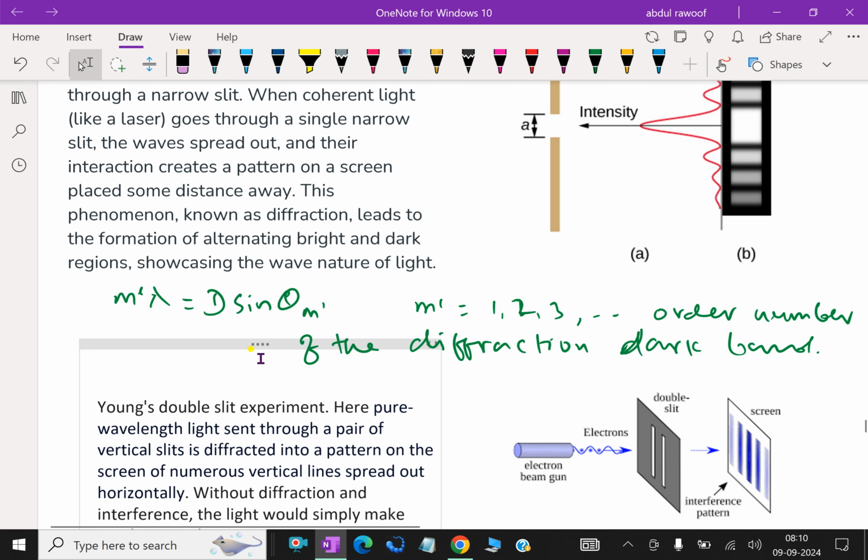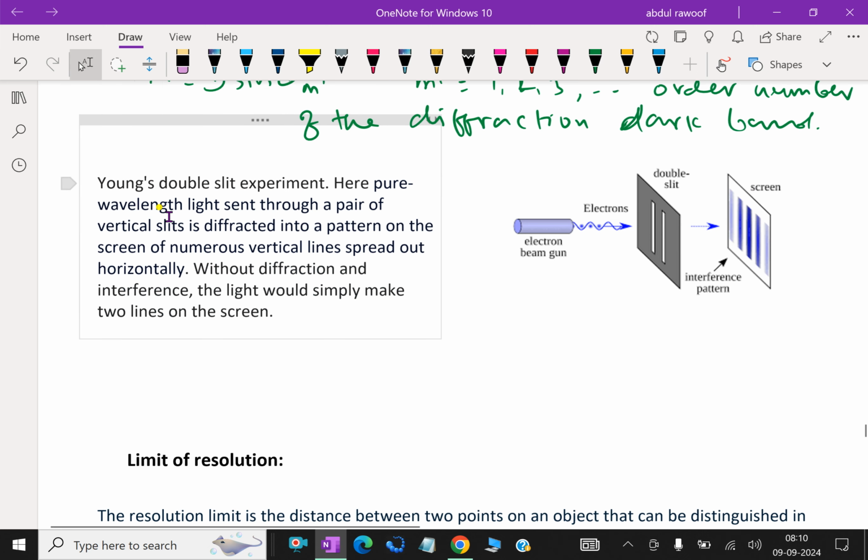Next one, Young's double slit experiment. Here, pure wavelength light sent through a pair of vertical slits is diffracted into a pattern on the screen of numerous vertical lines spread out horizontally. Without diffraction and interference, the light would simply make two lines on the screen.